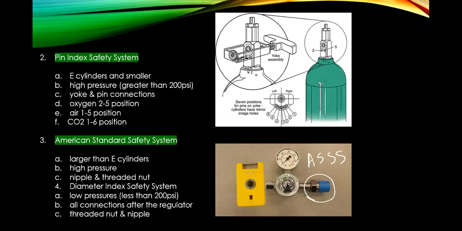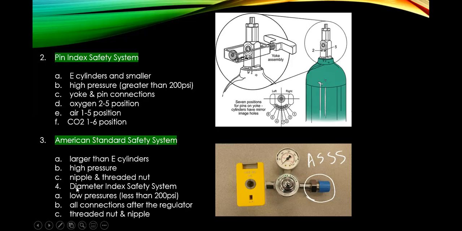The next safety system was your pin index safety system. Those are the ones that have the pin and yoke. Have the yoke and pin connections at different locations. Oxygen is 2 and 5. Air is 1 and 5. CO2, 1 and 6. See? These right here have your pin connections to keep you from putting the wrong regulator on the wrong cylinder. These are used mainly for your E cylinders and smaller. Then you have your large tanks, right? Your ASSS, American Standard Safety System, for the large tanks. It has the nipple and threaded nut, right?